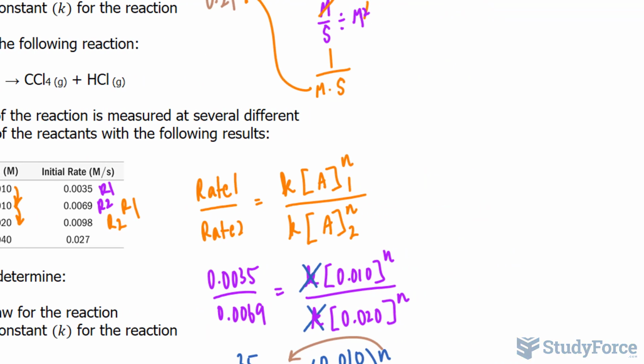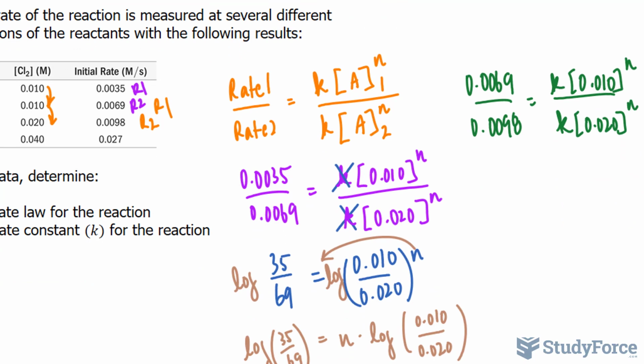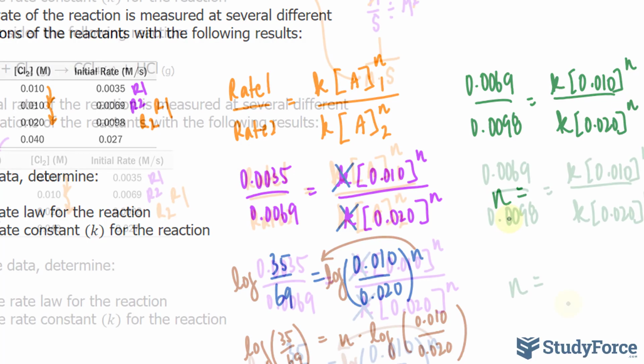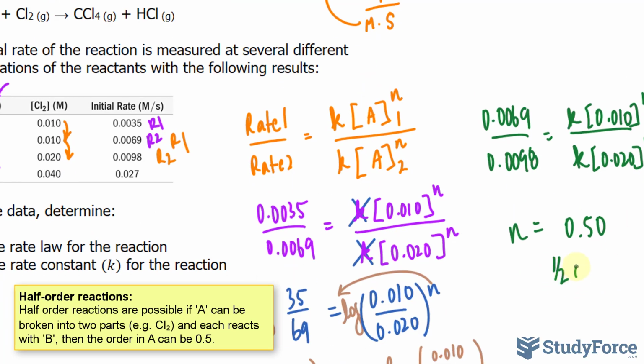Let's do our work on the side using the exact same formula as before. I'll do this quickly now since we know what to do. 0.0069 over 0.0098. That represents rate 1 and rate 2 equal to K, and the concentration, in case you can't see, is 0.010 molar again, and 0.020, both being raised to the power of n. If you solve for n the exact same way we did in the previous calculation, you should end up with an n value equal to approximately 0.50. And what this tells us is that this is a half-order reaction.